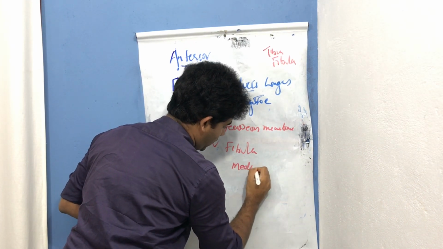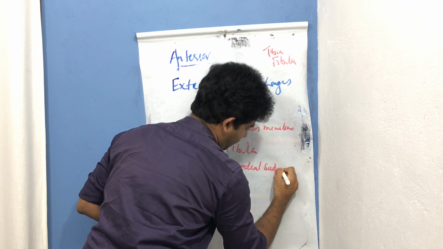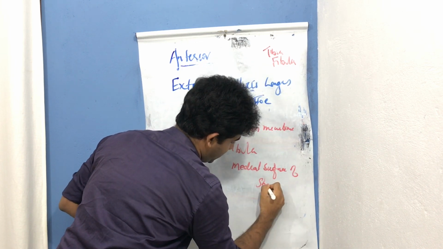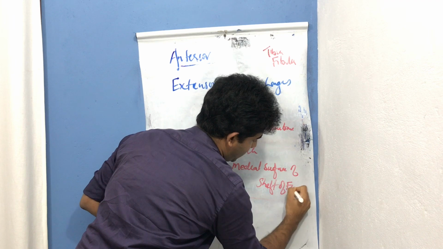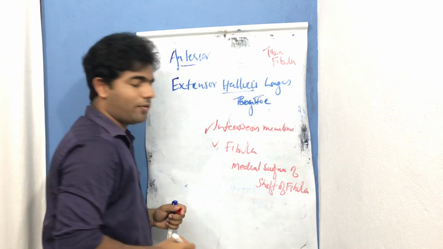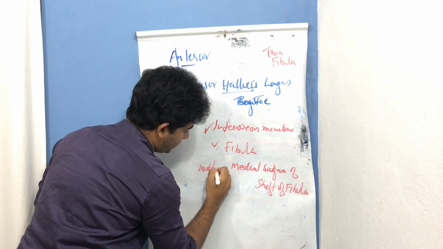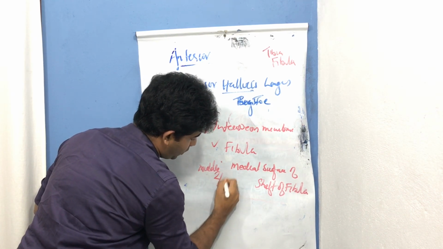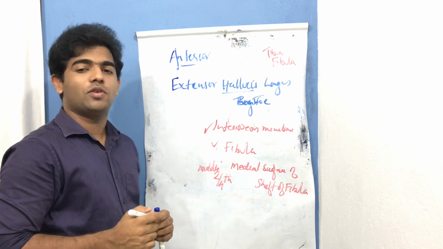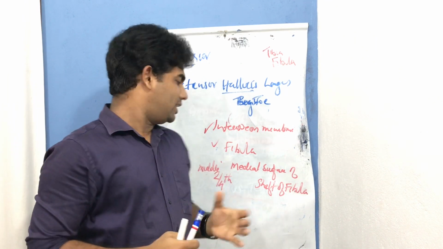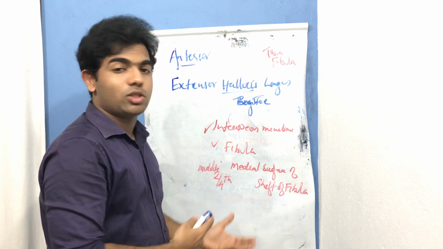Medial surface of the shaft of the fibula, and more clearly the middle 2/4 of the medial surface of the shaft of the fibula. Only this you have to remember. This also you can correlate and study.